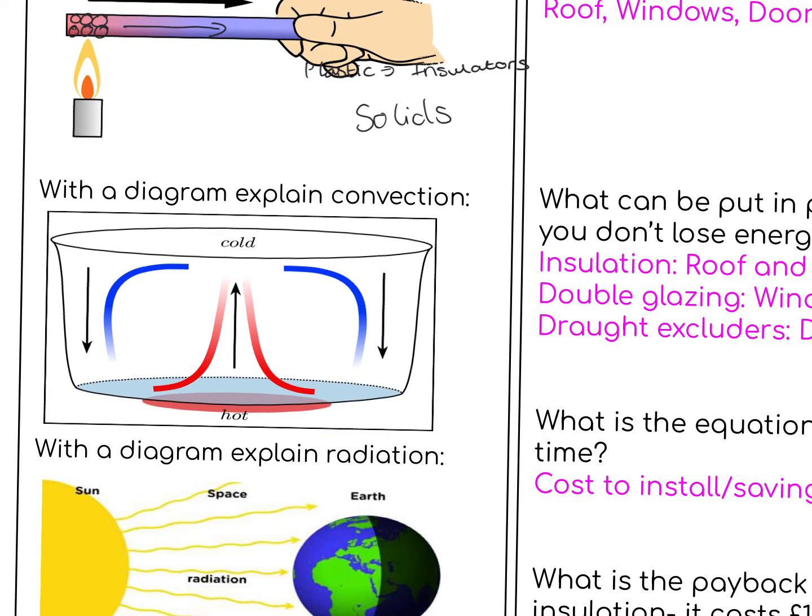Convection then. Convection happens in liquids and in gases, okay? What happens is when something's hot, it becomes less dense and it will rise, okay? And then when it hits something cool, it becomes more dense and sinks, okay? And we set up these convection currents where something hot rises up, hits something cold, gets more dense and sinks, okay?